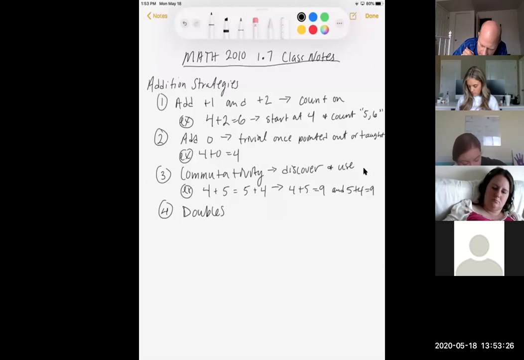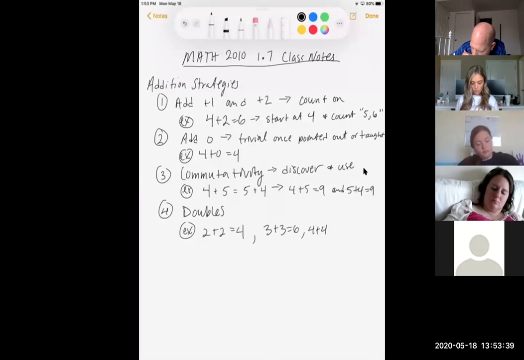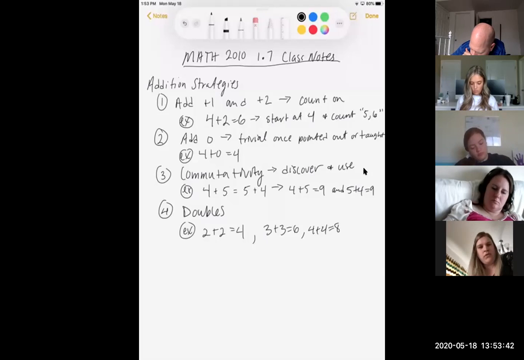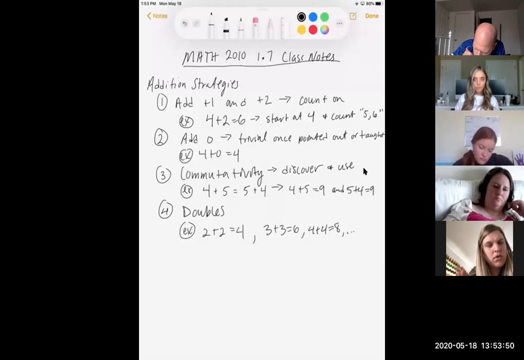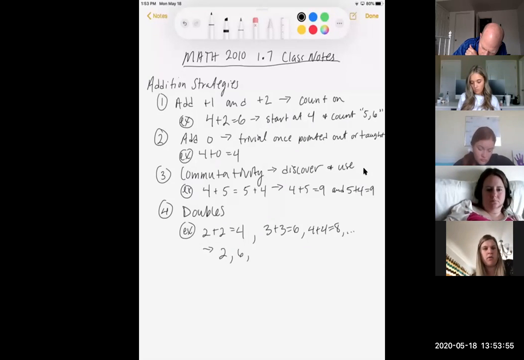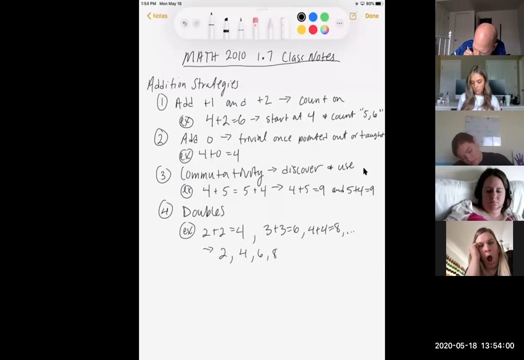Then we talked about the doubles facts. 2 plus 2 is 4, or you can say 2 and 2 is 4. 3 plus 3 equals 6. 4 plus 4 equals 8. And so you can do the doubles with some sort of chant. You can do like a 2, 4, 6, 8 chant. 2 plus 2 is 4, 4 plus 4 is 8, and things like that.